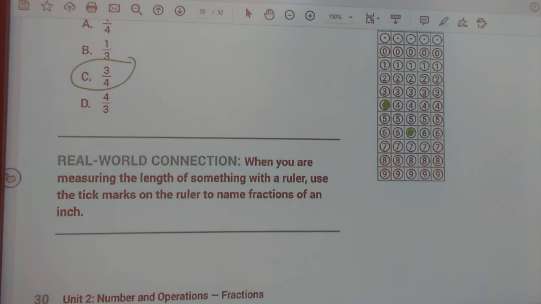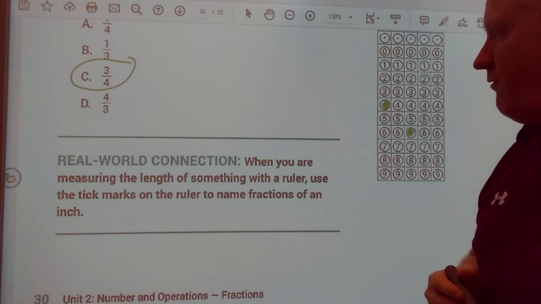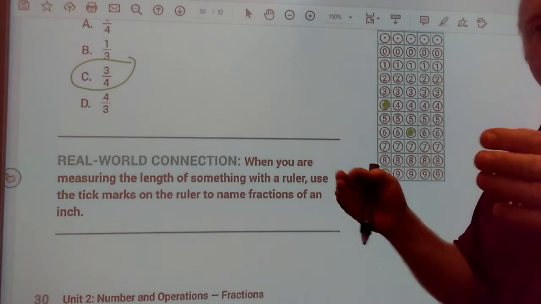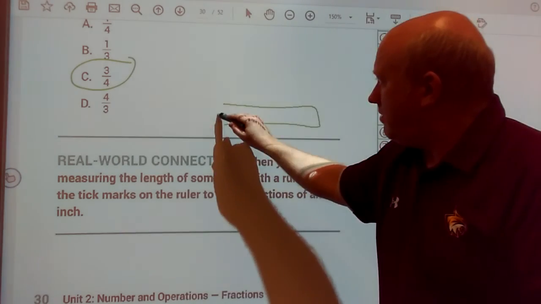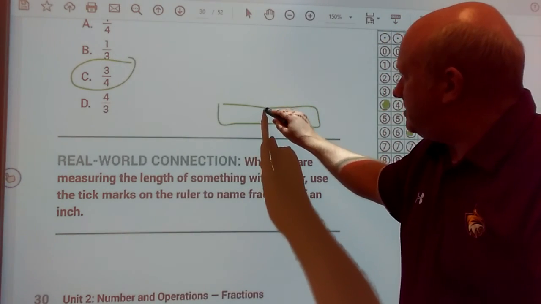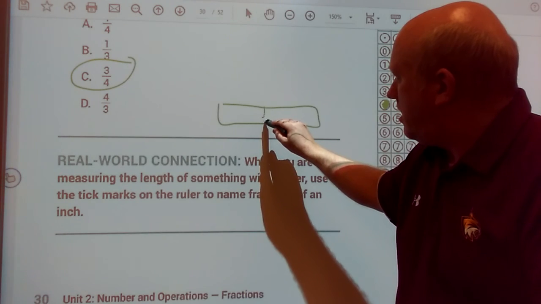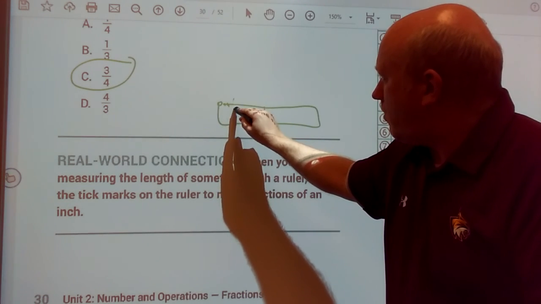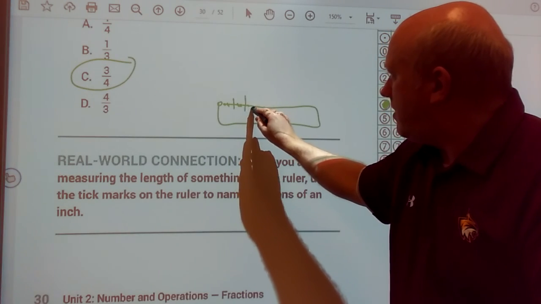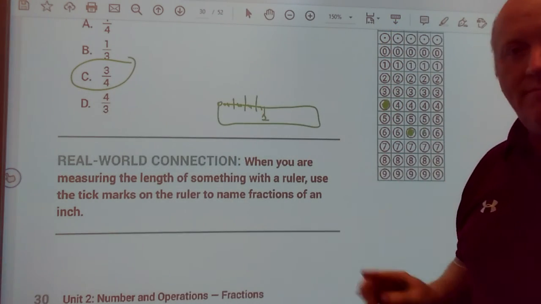In the real world, when you are measuring the length of something with a ruler, use the tick marks on the ruler to name fractions of an inch. Most of your rulers have these little tiny tick marks. So here's a ruler. Let's say this is 1, and this is 0, and you have these little tick marks. 1/4, 1/2, 3/4, and so on. Okay?